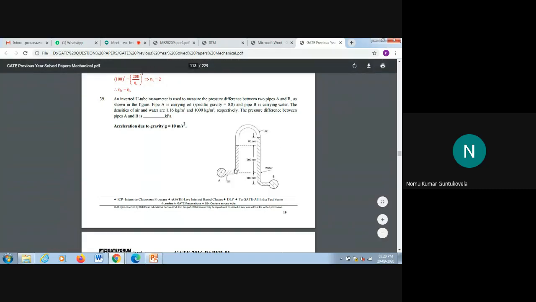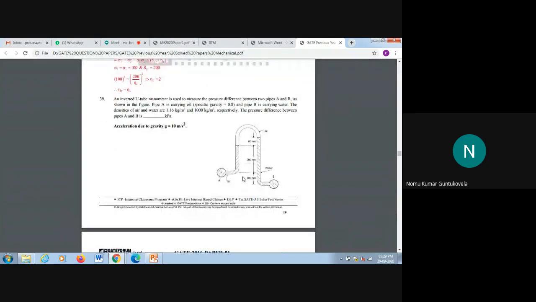Here we have the first limb and here we have the second limb, that is LHS equals RHS. I'll comment here that this is an inverted tube. So we need to take PA minus rho gh equals PB minus rho gh1, rho gh2, like this.